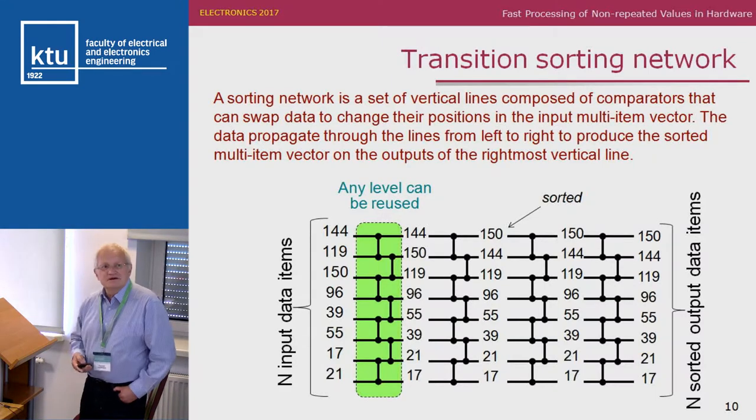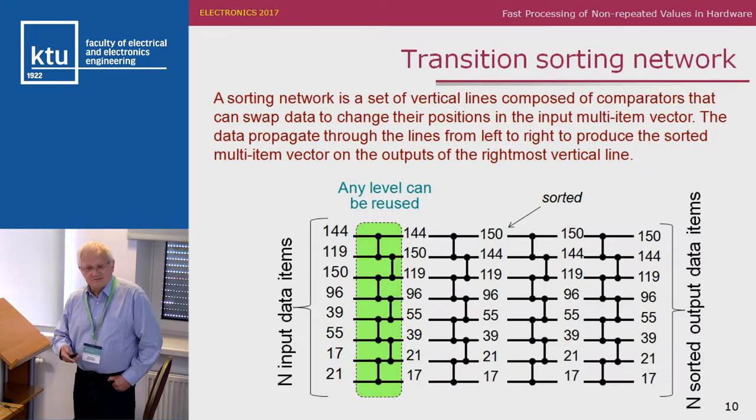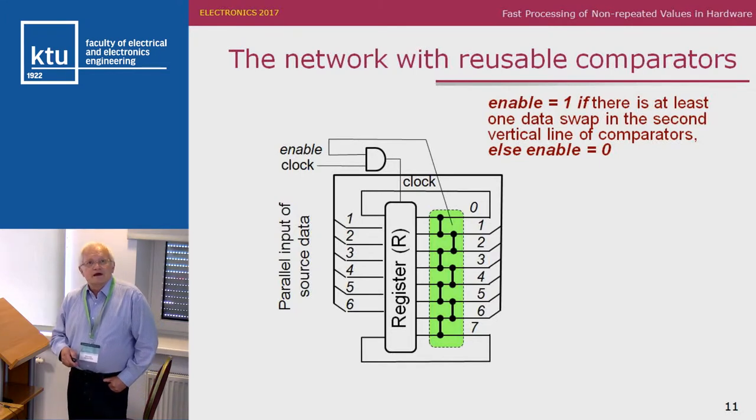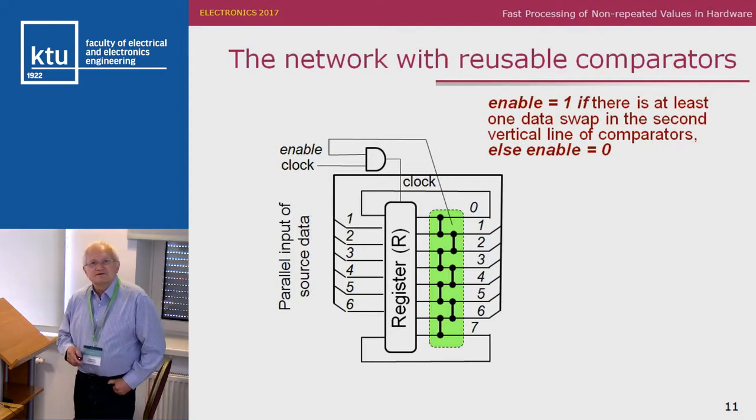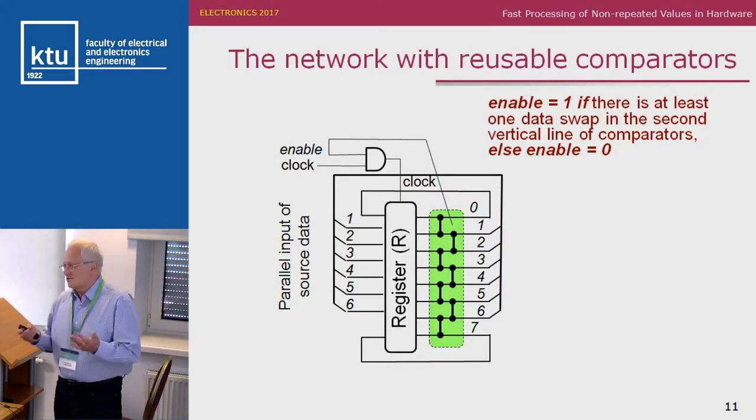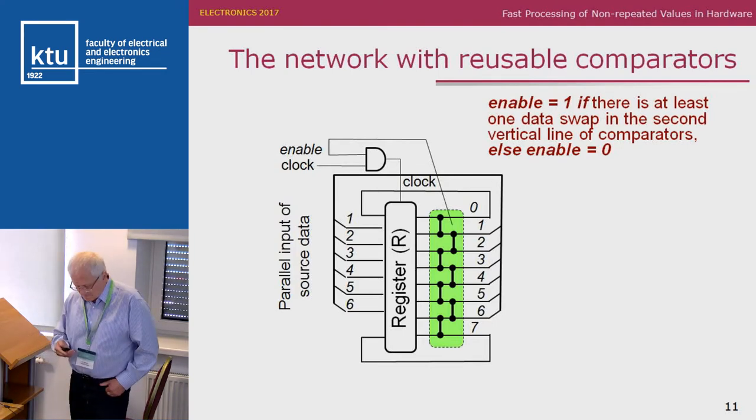But look, at any level, this in green is the same, and any level can be reused. And what we do in our works, usually we use this feedback here, and enable is equal to 1 if there is at least one data swap in the second vertical line of comparators. Else enable is 0. It means that all is done.